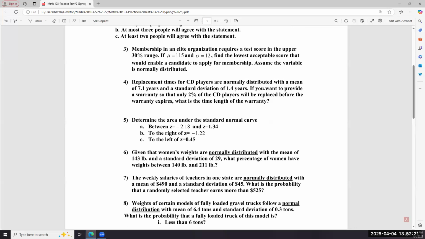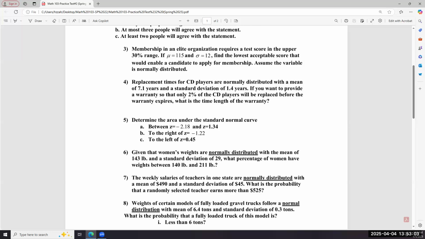So number 4 is you want to set up a warranty for the CD players. Okay, usually people buy CD players. So X is going to be the number of years that the CD player would work normally. The mean number of years is 7.1 years, with a standard deviation of 1.4. So what you would like to do is set up the warranty so that you have to replace only 2% of the CD players.